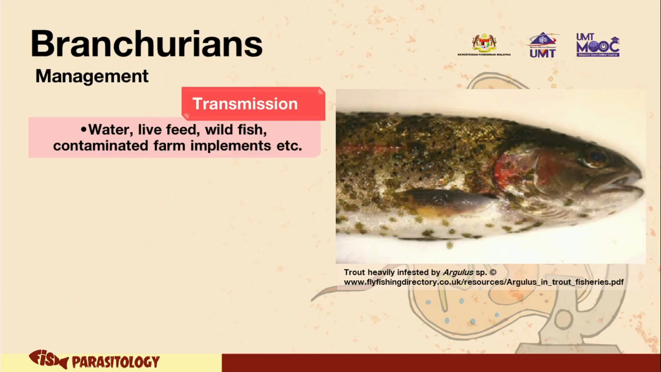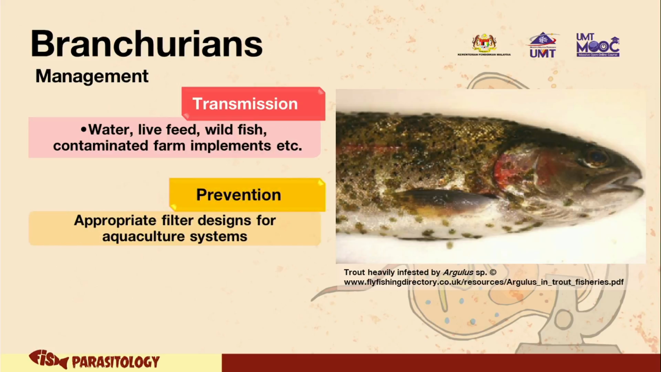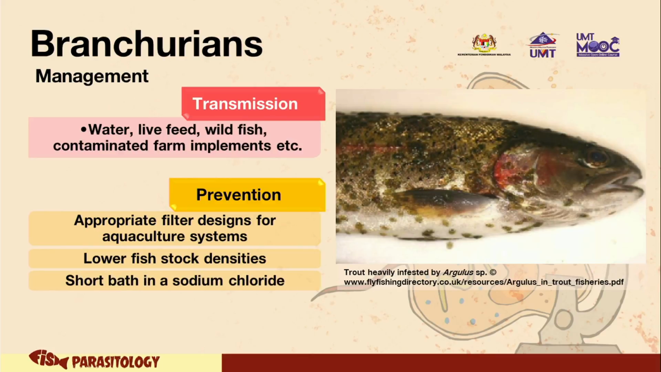The only way to prevent Argulus infection is to deny parasite access to cultivable fishes. Appropriate filter designs might prove more efficient to check the degree of infestation. High stock densities increase the risk of Argulus problems. Therefore, careful management of the stock can reduce the risk of disease outbreaks. A short bath in a sodium chloride solution can reduce the parasite load on a fish, but this treatment must be done carefully.